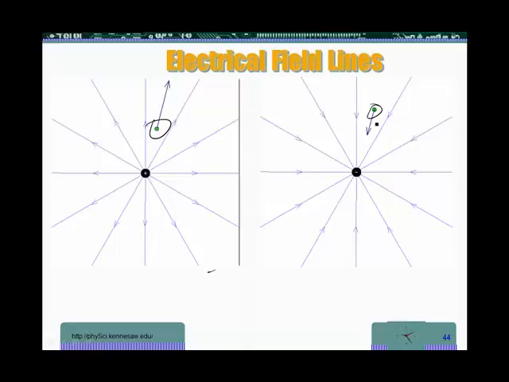But notice here, if I have a positive test charge, in both cases the force is pointing in the direction of the electrical field. And here both of them are pointing towards the charge. Here both of them are pointing away from the charge.